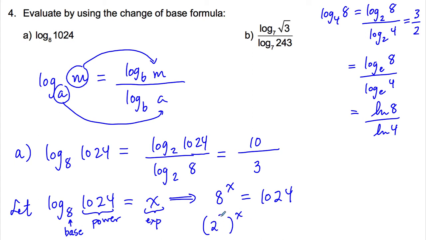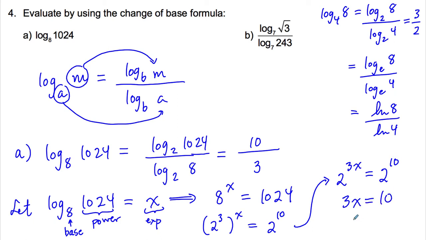So 8 is 2 cubed, or 2 to the exponent 3, all to the x, and 1024 is 2 to the exponent 10. Now I use my exponent law, which says to multiply the exponents. I keep the base and I get 2 to the 3x is equal to 2 to the 10. Now by the one-to-one property, since I have a power on the left and a power on the right that are equal, and they have the same bases, by the unique one-to-one pairing of one exponent for one power, the exponents of 3x and 10 must be equal.